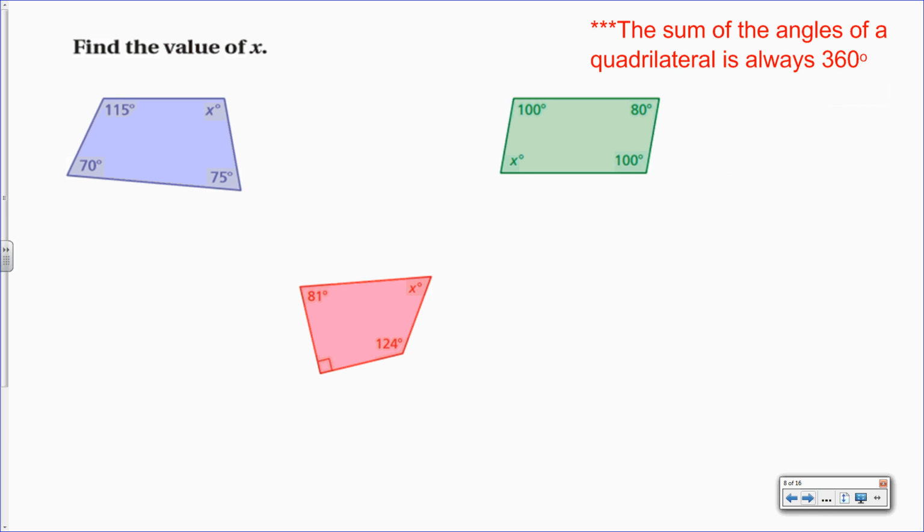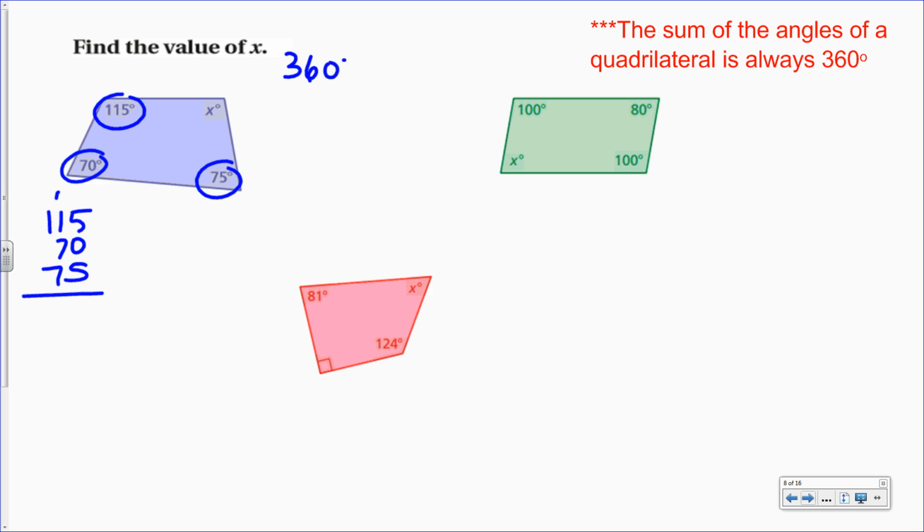Okay, going back to your notes, you have these 3 problems on your notes. It says find the value of x. We learned in our video that all the angles must add up to 360 degrees. So the fastest way to do it would be to add up the angles you have. So 115 plus 70 plus 75. 5 plus 5 is 10, 14, 15, 16. So far we have 260.